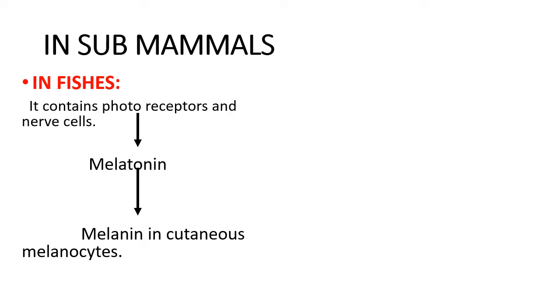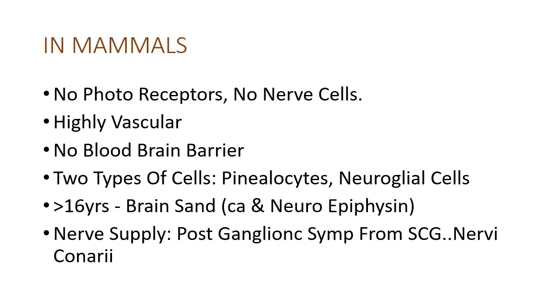So remember, my dear friends, when the fish is receiving more sunlight, it appears dark in color. If the fish is receiving very less sunlight, then that fish appears very bright in color. So that is because of the photoreceptors and the nerve cells which are present in the pineal gland.